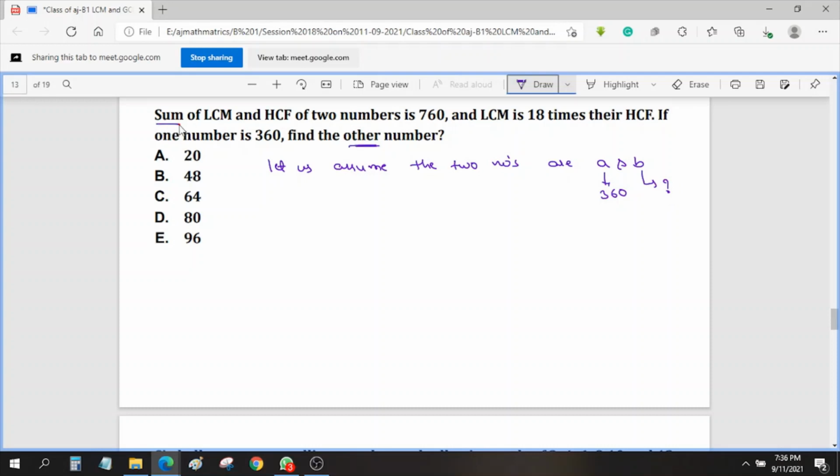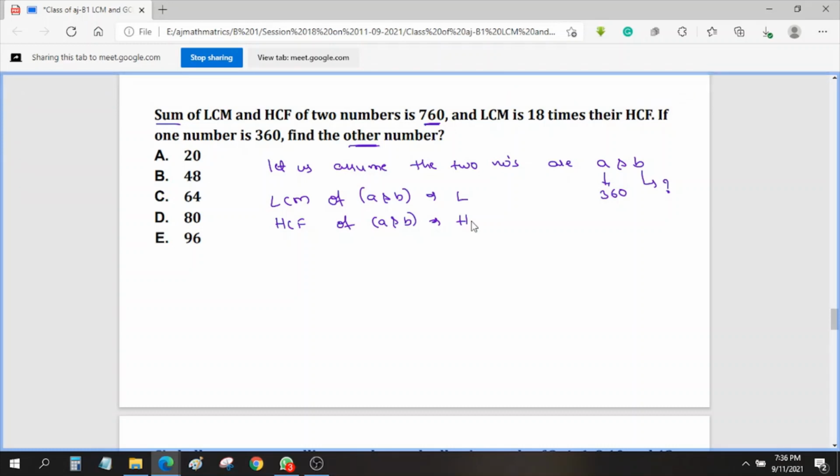Now here, the sum of LCM and HCF of those two numbers is 760. Now LCM of A and B, let us take it as L. HCF of A and B, let us take it as H. I have already told you in my problems on ages class to try to take the first letter of the noun as a variable instead of taking X and Y. I took good examples that day as well, of why we take first letters.